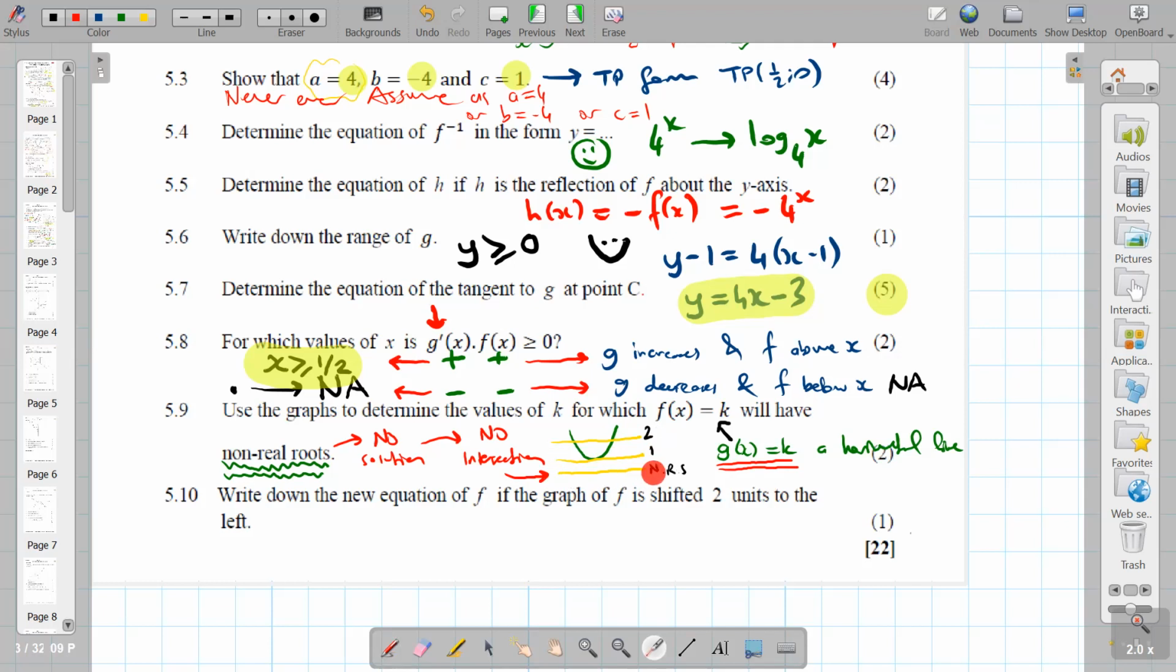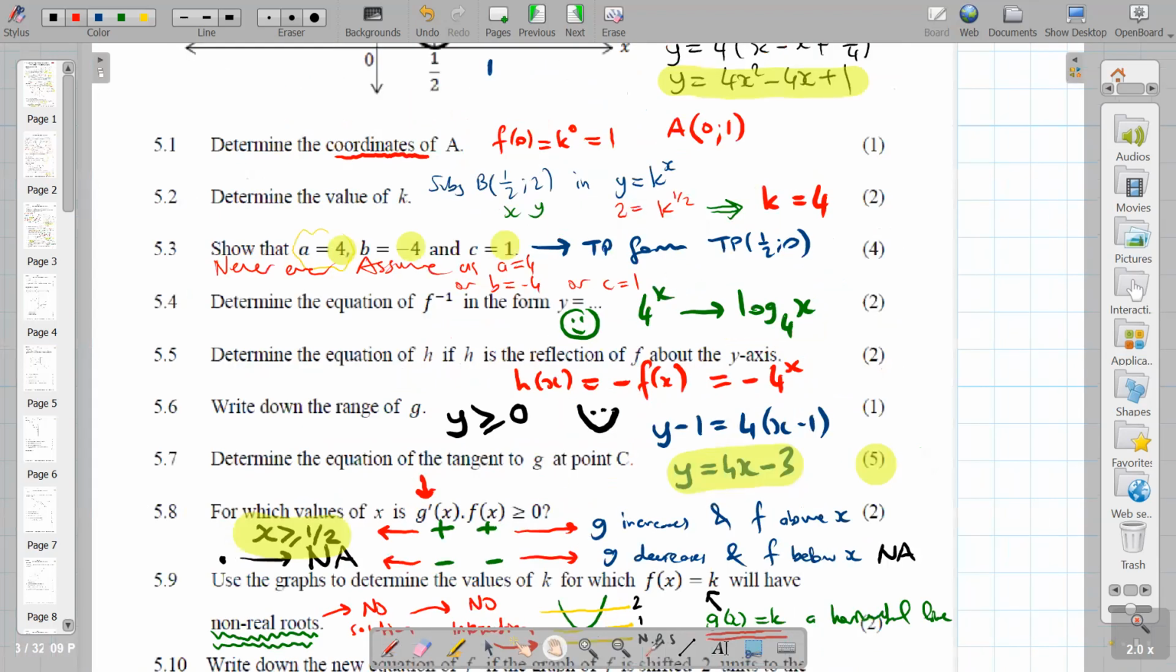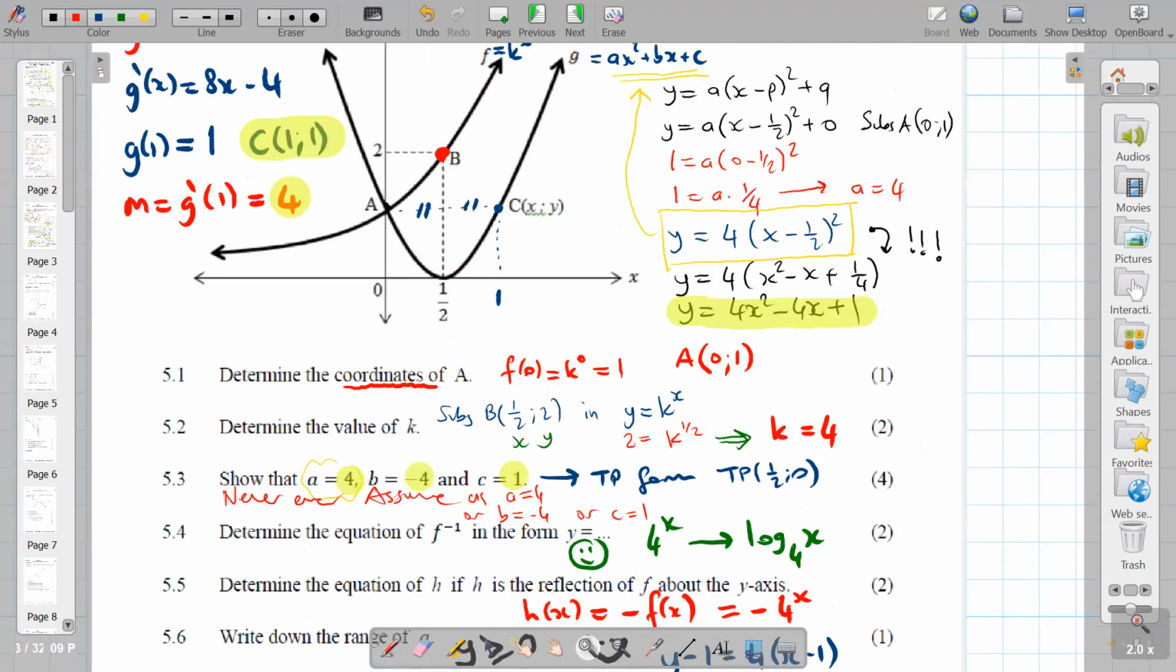So the answer is going to be whatever the y values, which is the k values in this case, must be below the turning point of this function. So just look at the graph. What is our turning point? It is negative 1.5 and 0. It's actually the x-axis is our turning point.